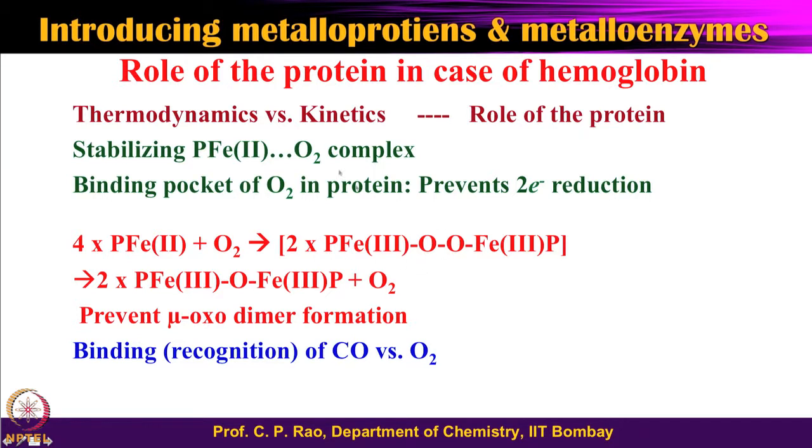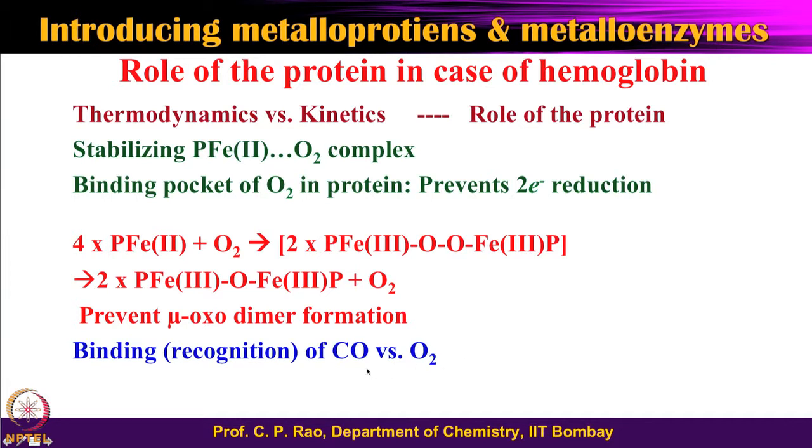So, therefore, the protein should make a complex with O2, should not reduce it, and iron 2 plus should be protected so that no mu-oxo dimer is formed. One more difference is required for the protein, because the substrate for this protein is O2, not CO, and so there should be recognition of CO versus O2 by the protein.